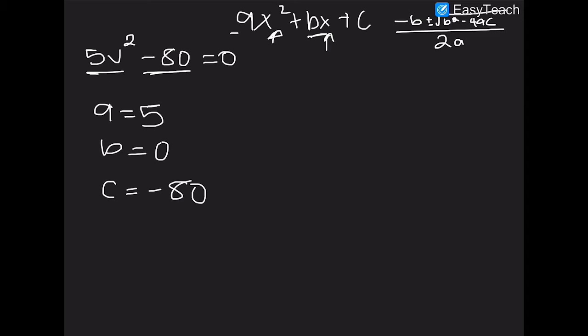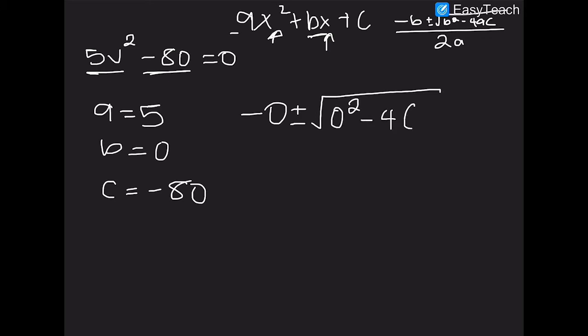So now we're going to take all of this and plug in 5 for wherever we see a in our equation, plug in 0 for wherever we see b, and plug in negative 80 for wherever we see c. So let's get started, right? We have negative 0, for our b, plus minus, this is really important, square root. We have 0 squared minus 4.